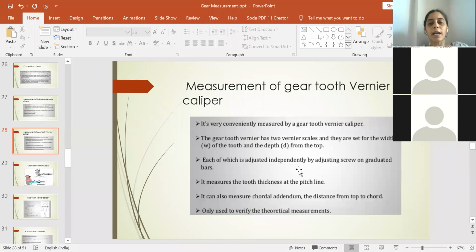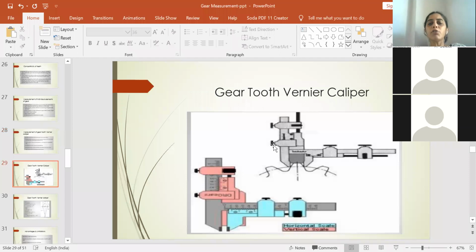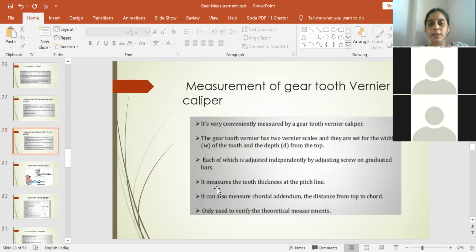Each of them is adjusted independently by using the screw on the graduated bars. You have the screws on the graduated bars where you can clamp it exactly where it is needed, and then you take the reading on the horizontal vernier scale or the vertical scale, whichever we need. Either you need the thickness or you need the width. Depending on that, you will be using the 2 sides of the vernier caliper which are provided. So you have to see that each of them is okay.